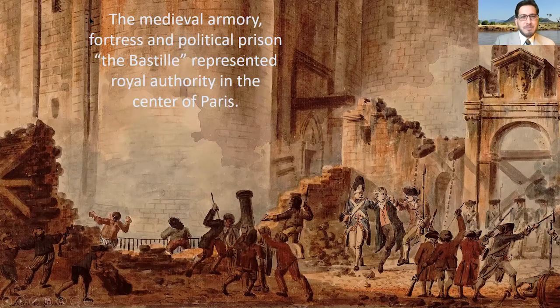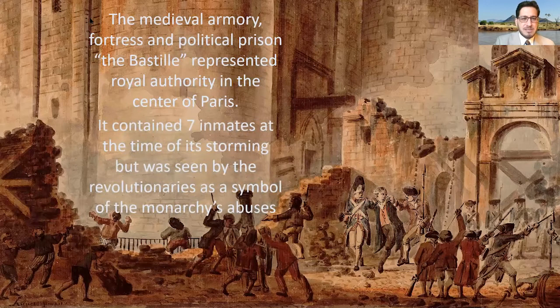Obviously, not just a prison. It was a medieval armory, a fortress, and a political prison, no? The Bastille represents, and that is why there and not in any other place, the royal authority in the middle of Paris. If you see the map, it is just in the middle of Paris. Now, it contained only 7 political prisoners, but it was seen as a symbol of the monarchy's abuses. And they decided to attack it and to say to the king, we will never stop the program to give France a constitution and to put in place the first laws of the new regime.